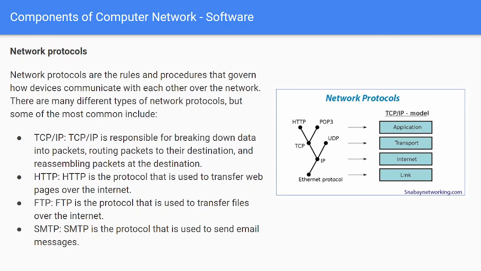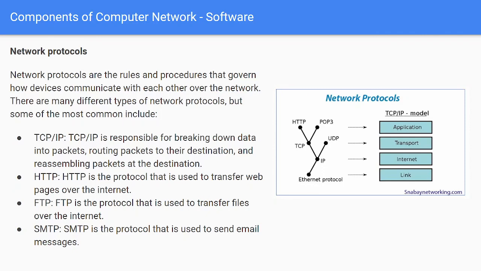So we have network protocols, which are the rules and procedures that govern how devices communicate with each other over the network. So what are network protocols? They are rules and procedures that govern how communication works, right? How devices communicate with one another over the network. There are different types of network protocols, right? So let me just list a few that are here.